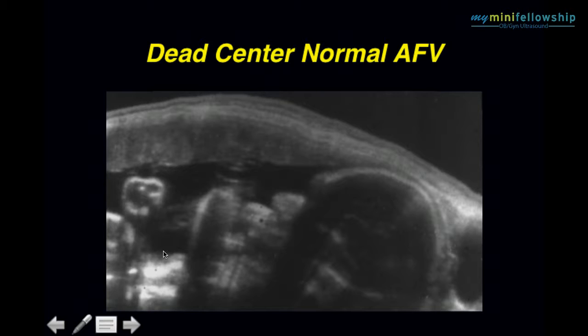I will buy you the biggest latte at Starbucks if you can ever find a case that meets these visual criteria, that has an abnormal deepest vertical pocket or amniotic fluid index. So this never requires measurement, in my opinion.